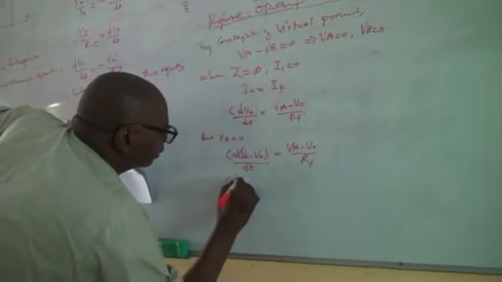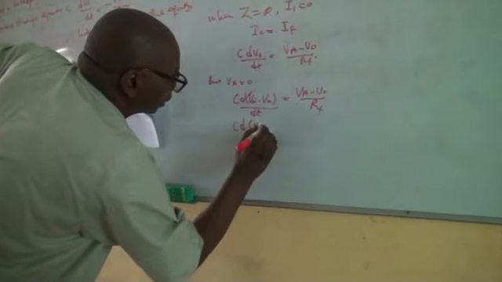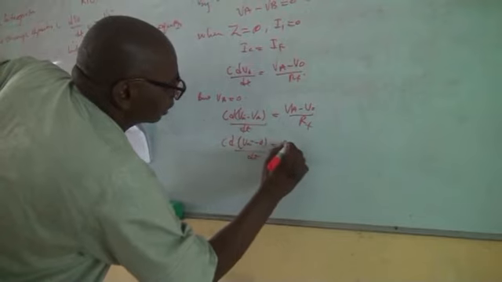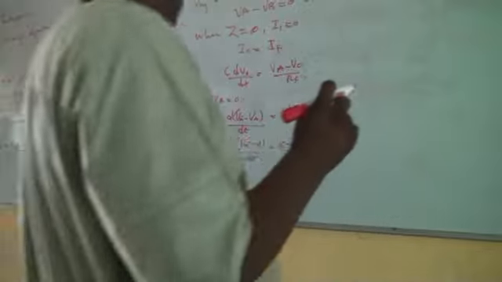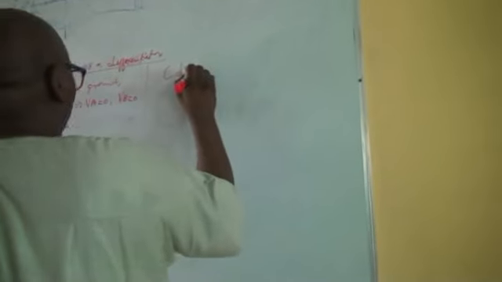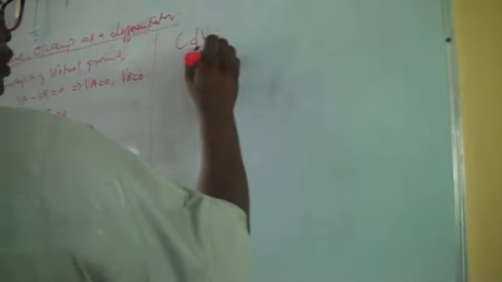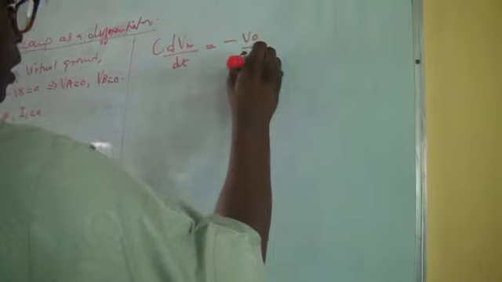So, in this case, we are going to have C d(VA minus 0) over dt equals 0 minus V naught over RF. And with this, we will have C d V in by dt equals minus V naught by RF.